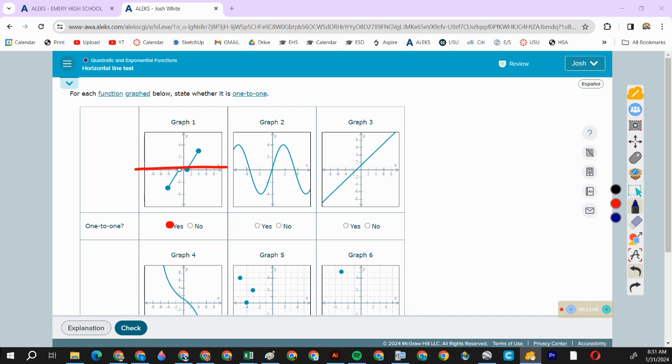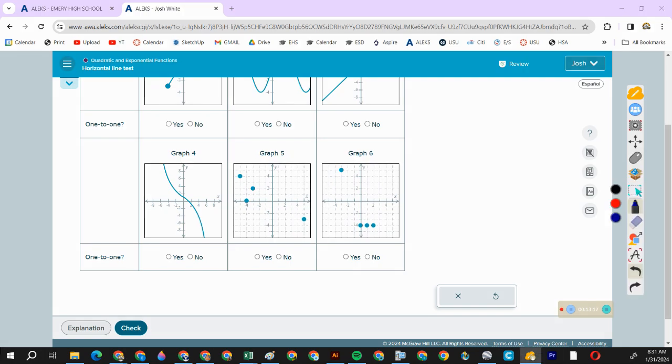What about graph 2? No, it fails all over the place. What about graph 3? Yes, that one is one-to-one. Graph 4? Yep, passes. Graph 5? Passes. Graph 6? No. There are 3 people living in that city. It is a function. It's just not a one-to-one function.